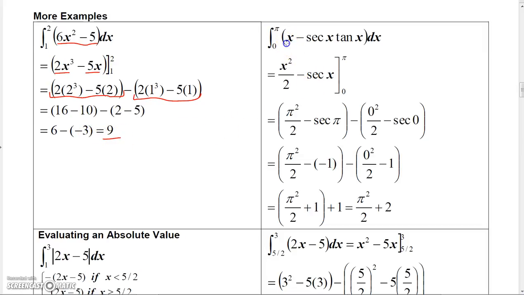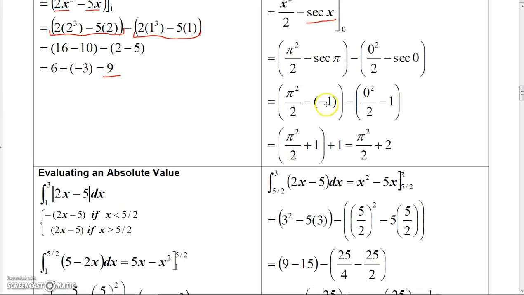Here's another one. You know how to get the integral for x. It's just x squared over 2. Go back to your trig rules and remember that secant x tangent x is simply the derivative of secant x. And so we're going to evaluate this function at pi. So if I plug pi in for x, I get pi squared over 2 minus secant pi. And then if I plug 0 in for x, I get 0 squared over 2 minus secant 0.